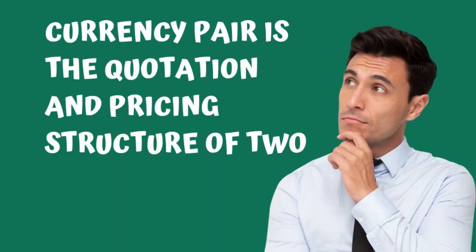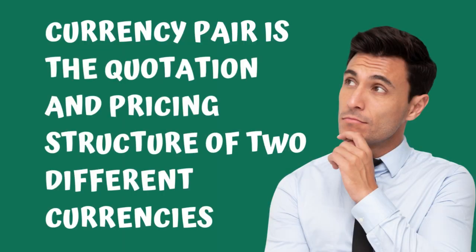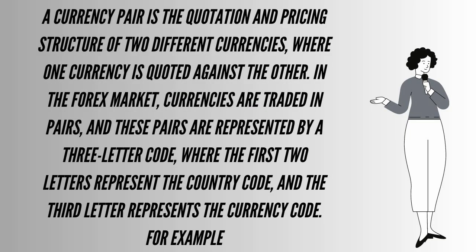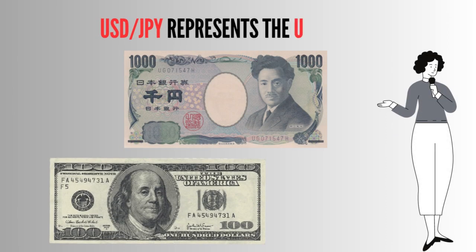A currency pair is the quotation and pricing structure of two different currencies, where one currency is quoted against the other. In the Forex market, currencies are traded in pairs, and these pairs are represented by a three-letter code, where the first two letters represent the country code, and the third letter represents the currency code. For example, the currency pair USD-JPY represents the US dollar against the Japanese yen.